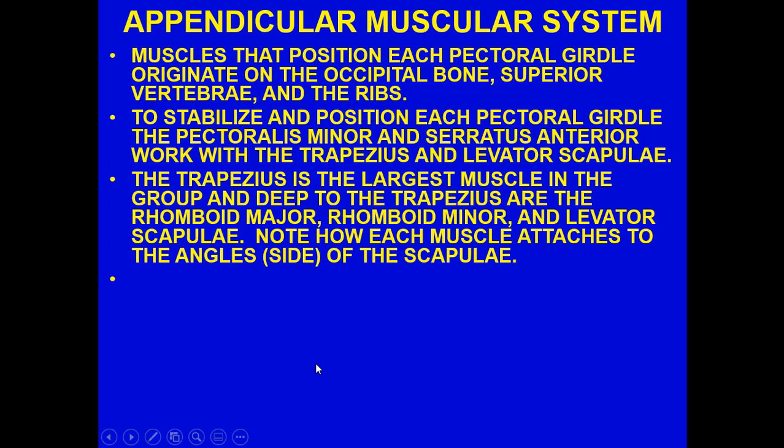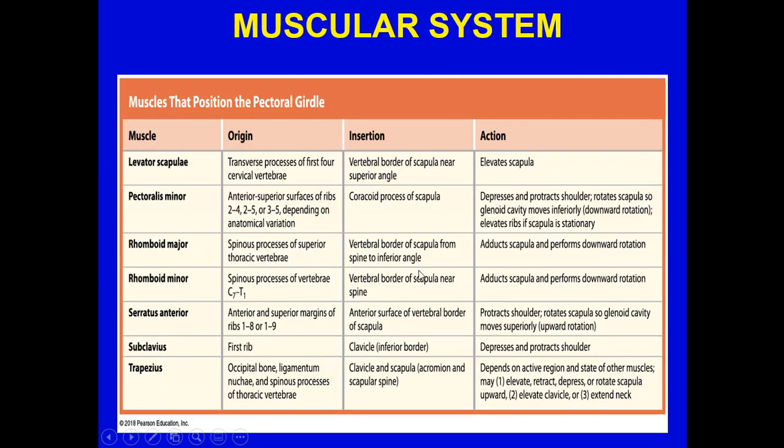Notice how each muscle attaches to angles to the side of the scapula. Okay, remember that we had the different angles on that scapula, the superior, etc. Well, they're attaching to it. That's why we have these sides. They're attachment sites. Again, I'm not asking you to go through lots of the insertion, although I did give some generalization there. Do know what these muscles do for action.